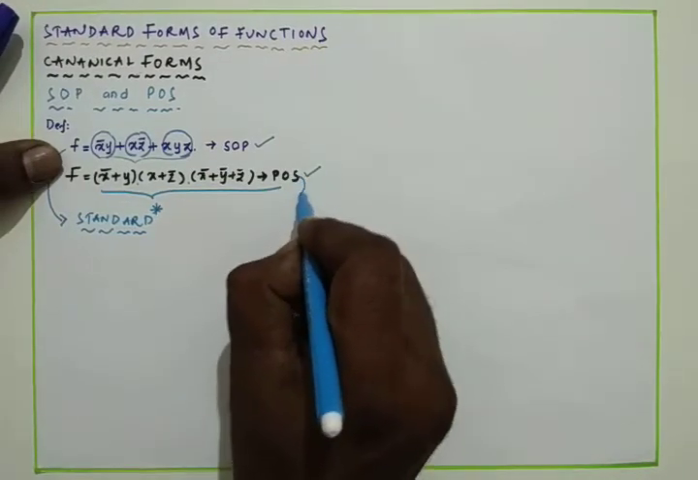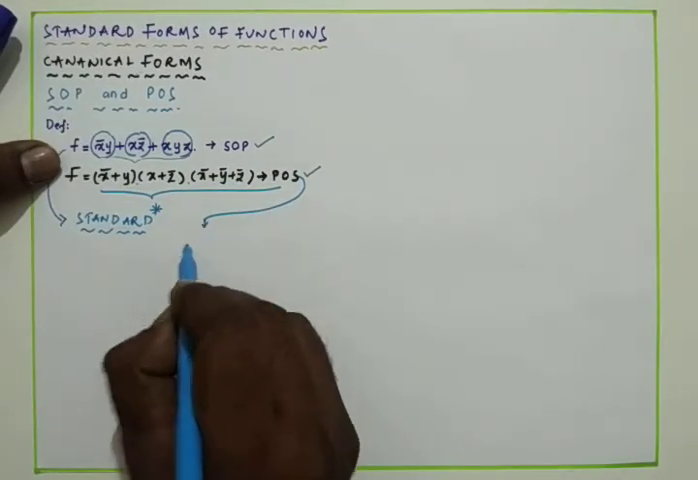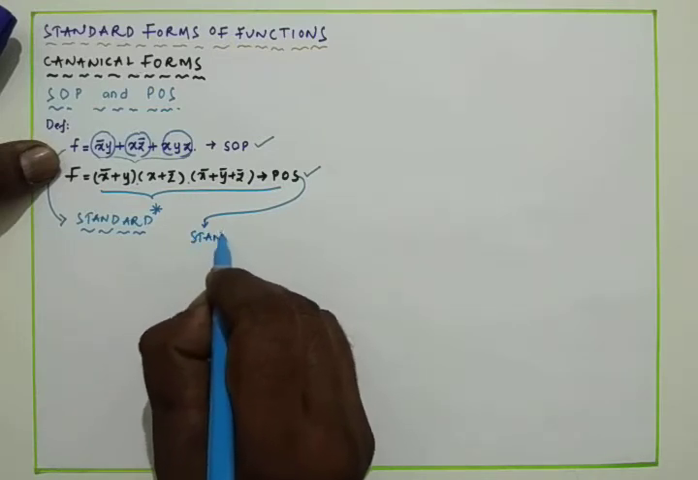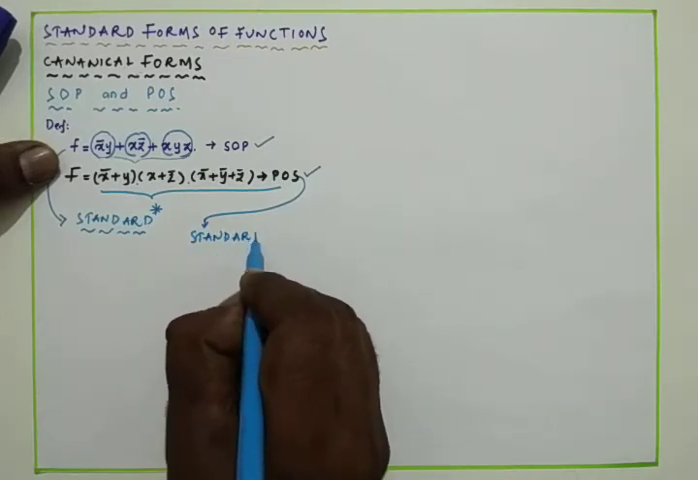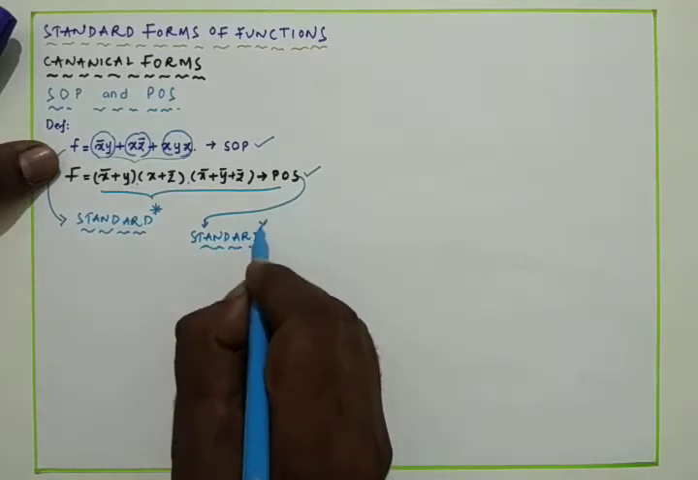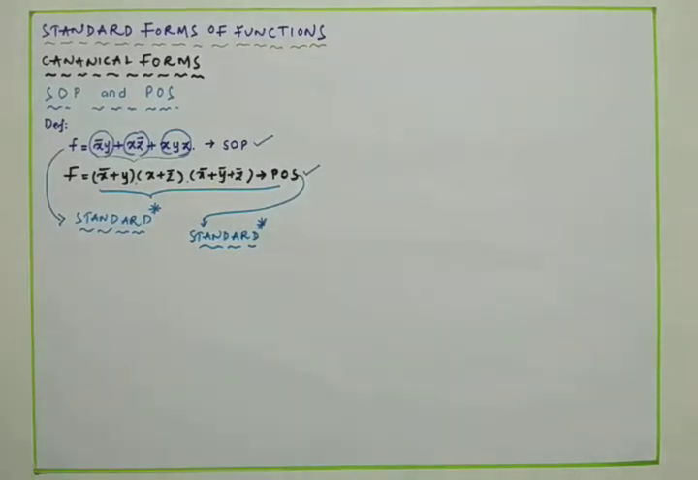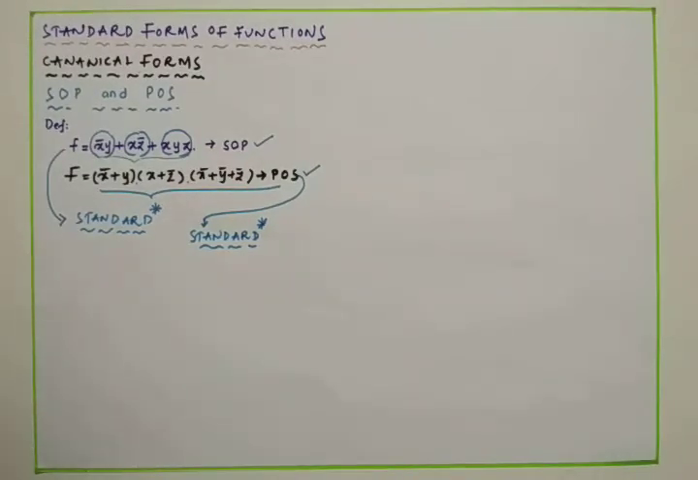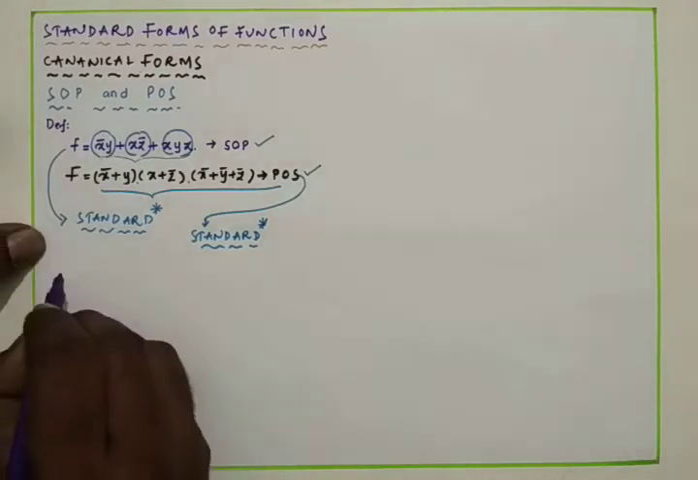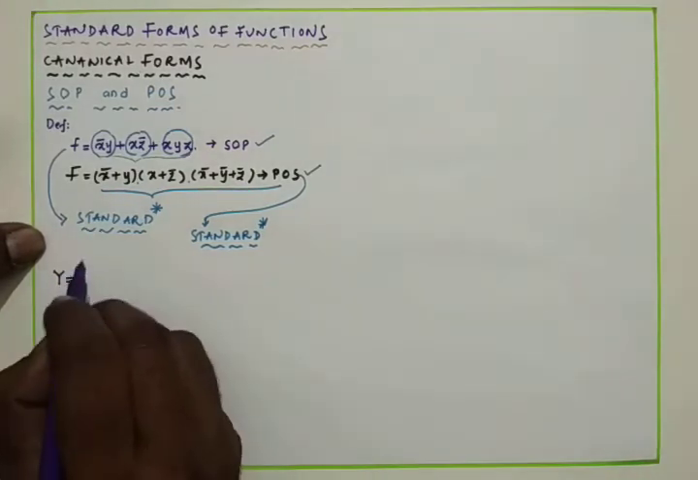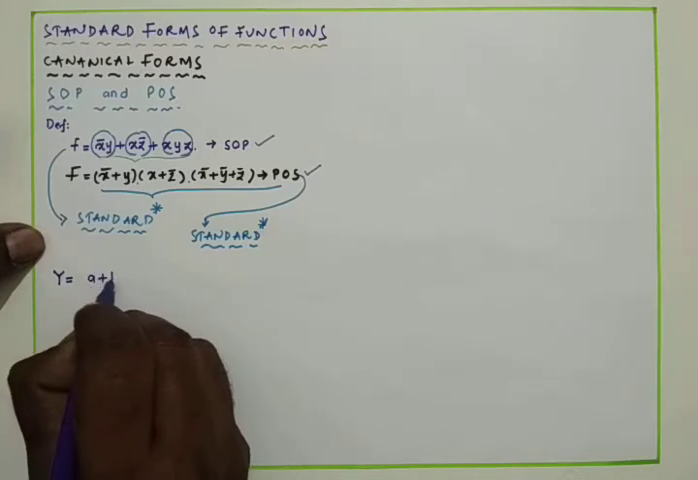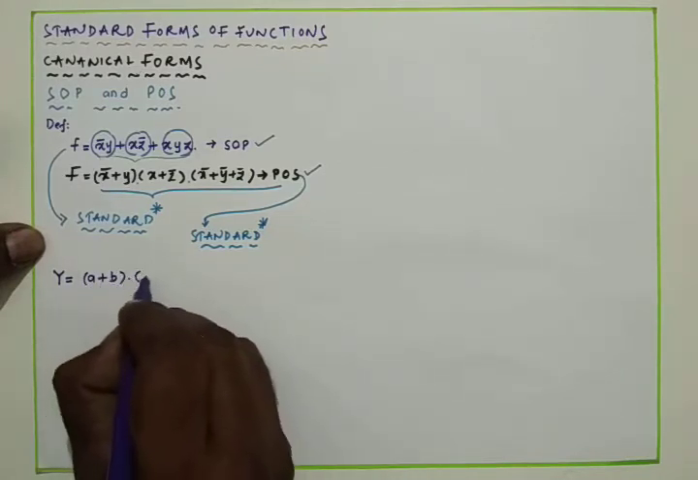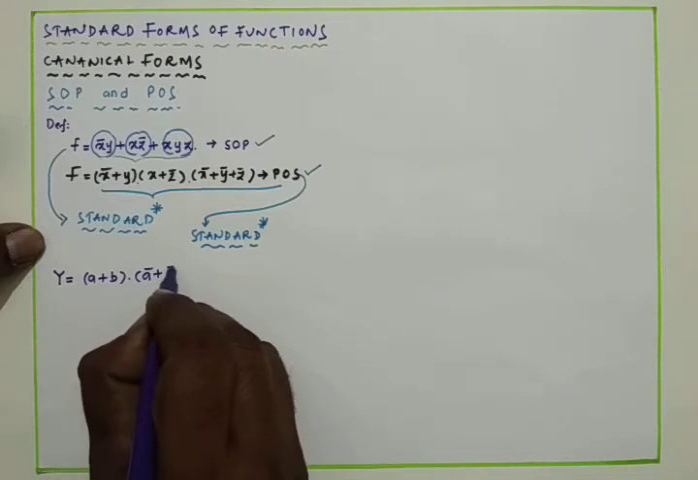Now I am going to explain the standard POS. We know that POS is a product of sum. I am going with one particular example. The output Y is equal to A plus B, into A bar plus C bar.